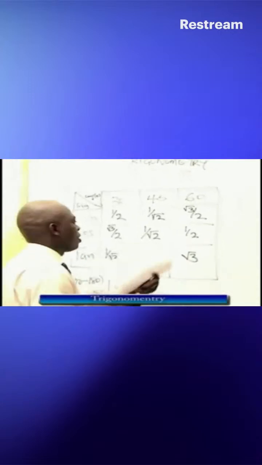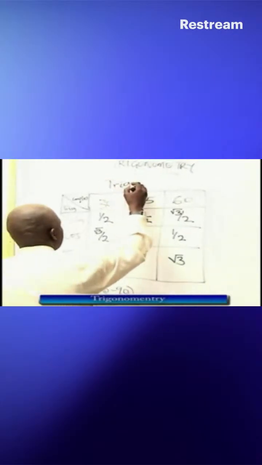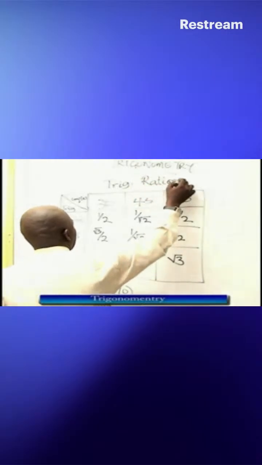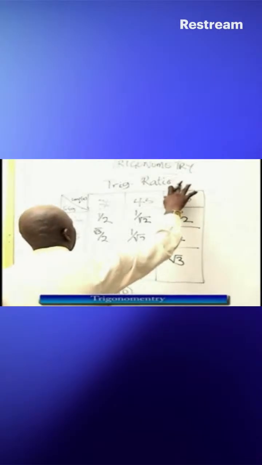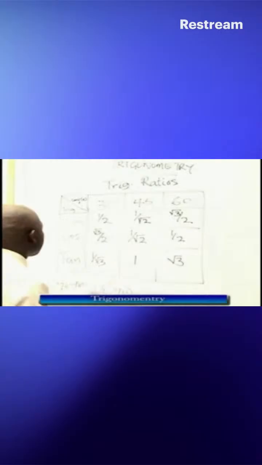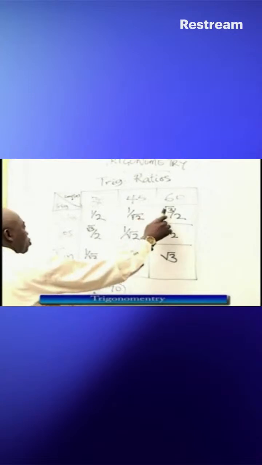Alright, now this is what we call trig ratios. There is no shortcut. You have to learn them. You have to memorize them. Sine 30 is half. Sine 45 is 1 over root 2, sorry. Sine 60 is root 3 over 2.